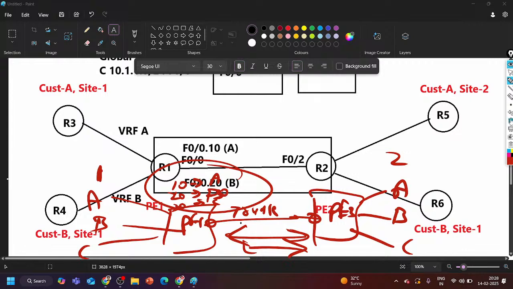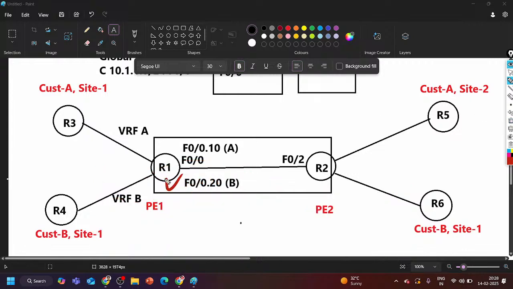If we have only one link between R1 and R2, no problem. If we have a multilayer switch here, no problem. If we have two links, that is also fine. So in all cases, you can implement the VRF. Correct? Another scenario. This is fine. Any question still here?